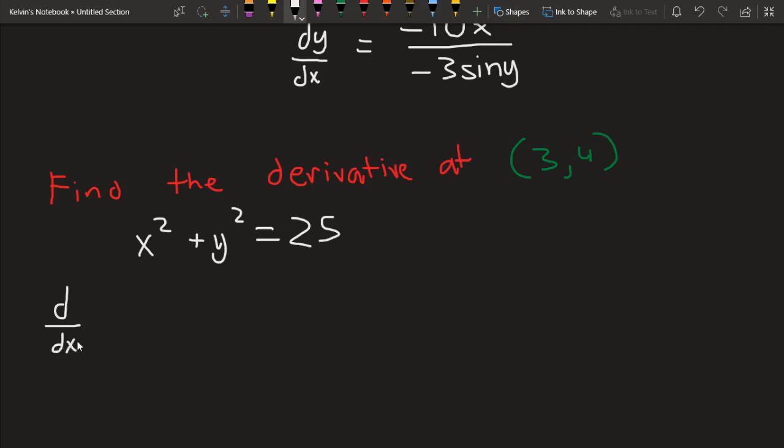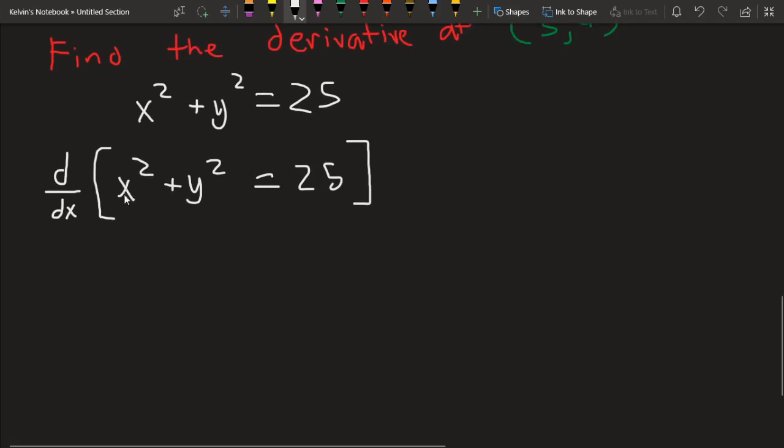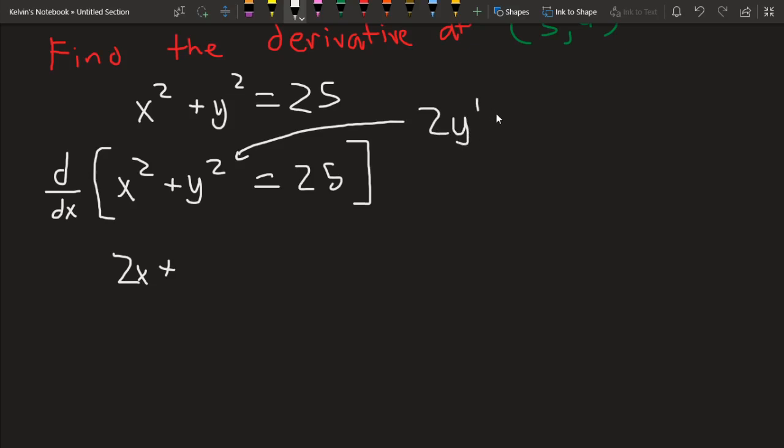d dx, and then we'd have to take the derivative of the equation they gave us. So x squared plus y squared equals 25. And we just solve it normally. So we take the derivative of x squared, that's just equal to 2x. Then we take the derivative of y squared. So it would just be 2y times 1 times dy dx. So this would be 2y dy dx. And then we take the derivative of 25, which is just 0.